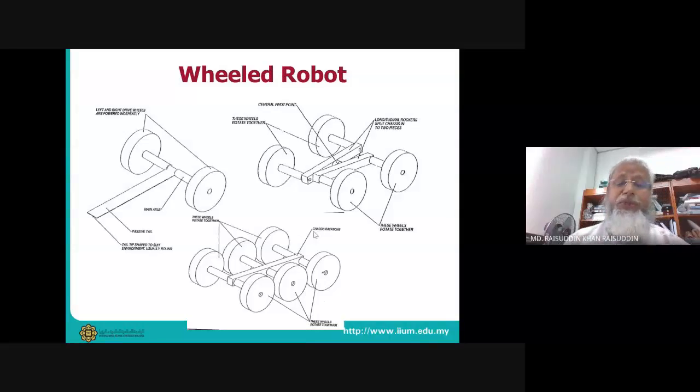These are the wheel robots. There are a lot of structures of wheel robots. Now we can see that people are making Mars robots to be autonomous vehicles on Mars. So you can see how we do it. This is the simplistic structure of one of the robots.